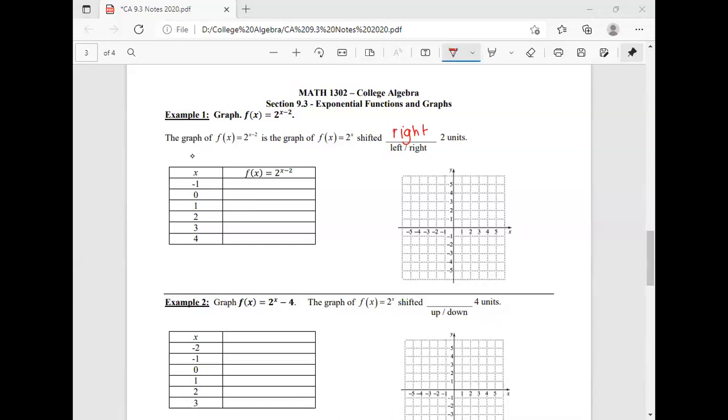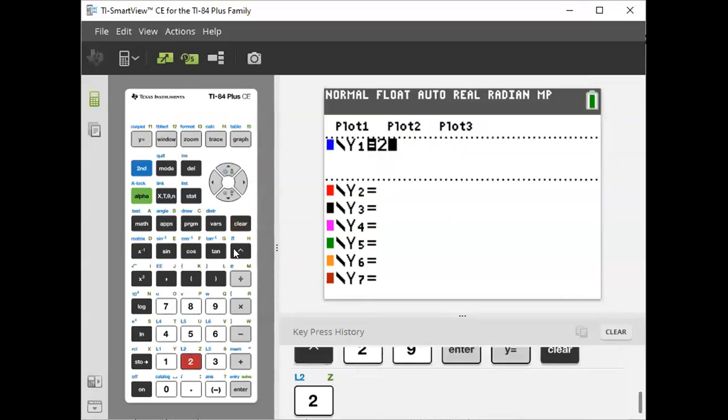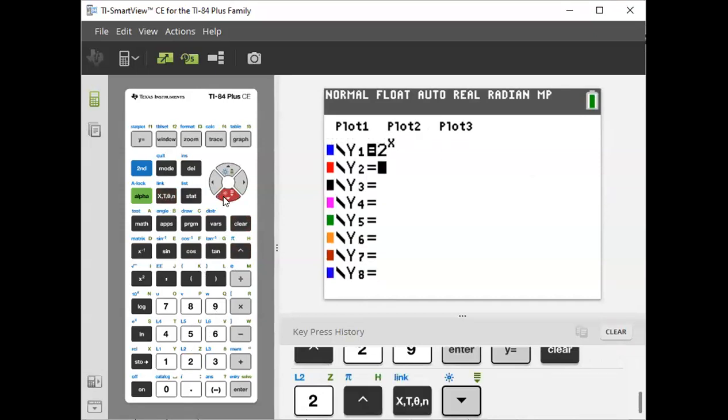When you get ready to do your homework on this, it might be a good idea to go to your graphing calculator and type in your function under y equals. Our base function is just going to be 2 raised to the x power. Sometimes it helps to type that base function in so that you have something to compare it to. And our new function is 2 to the x minus 2.